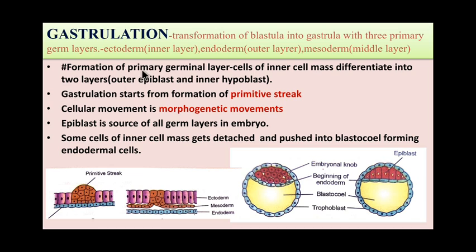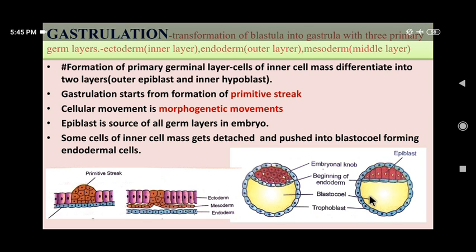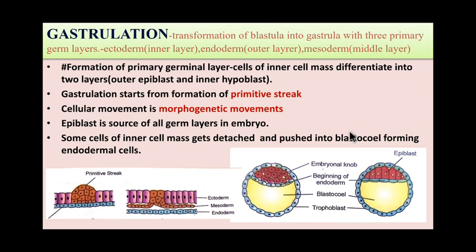So this formation of the germ layers occurs from the differentiation of the inner cell mass, which forms two layers, the epiblast and the hypoblast. So cells of the inner cell mass form two layers of embryonic cells. One will be the epiblast and the other will be the hypoblast. So epiblast is here and here will be the hypoblast. Then these cells start forming the three germ layers. Basically, epiblast is the source of all germ layers in the embryo.